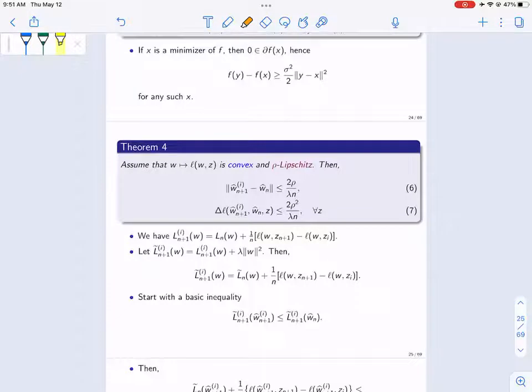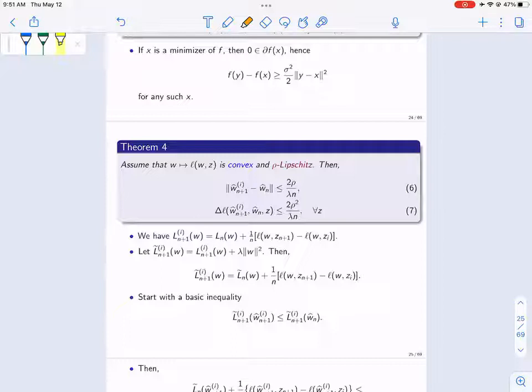So here's the result. If this loss function is convex and it's also rho-Lipschitz in the first argument, the weight, with respect to the L2 norm, then we have these inequalities. So this W hat n plus 1 i is the weight that I get by just swapping the n plus 1 point with i. And this is the original weight. So the difference is controlled by this.